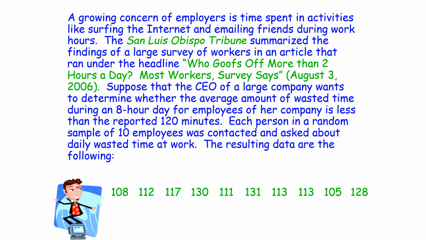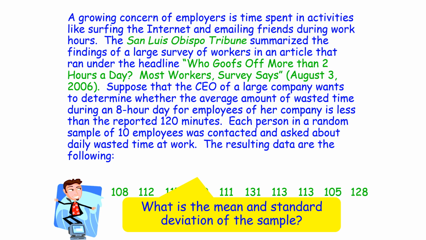Most workers, survey says. Suppose that the CEO of a large company wants to determine whether the average amount of wasted time during an 8-hour day for employees of her company is less than the reported 120 minutes. Each person in a random sample of 10 employees was contacted and asked about daily wasted time at work. The resulting data are the following. What is the mean and the standard deviation of this sample?